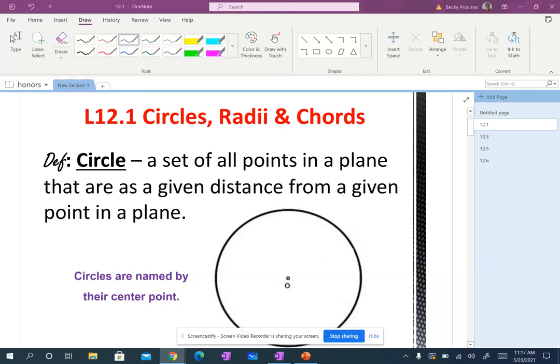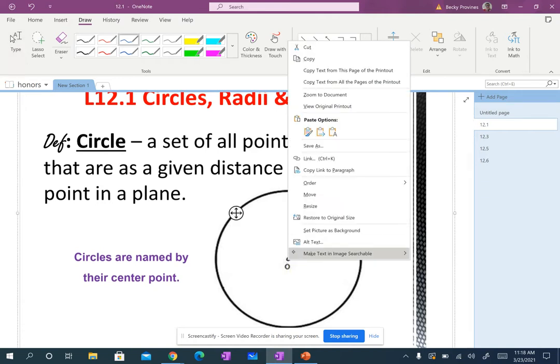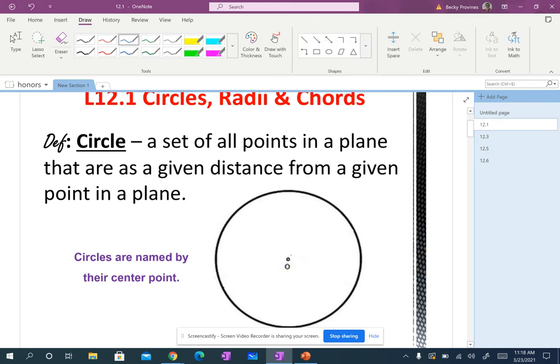All right, let's jump into lesson 12:1. A circle is just a set of points in a plane that are a given distance from a point in the plane. Now, a circle is not a polygon, right? And so you're always going to have a center point, and every circle is named by the center point. So technically, this is circle O, and I really don't like the O, so let's turn this into a P.